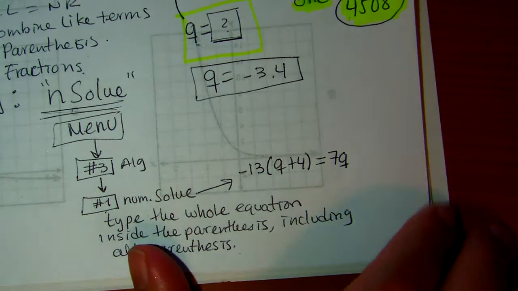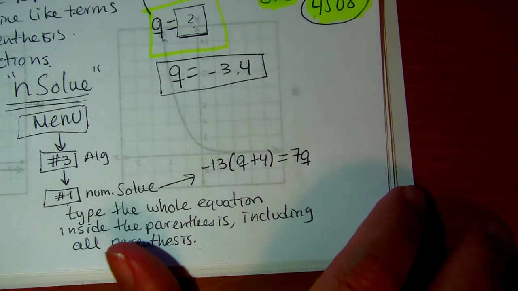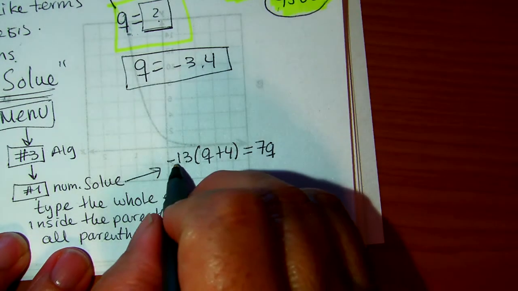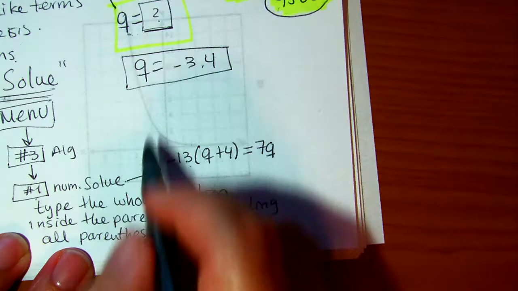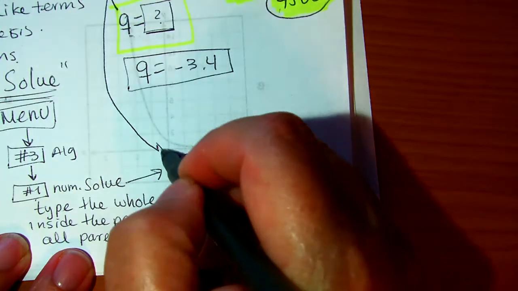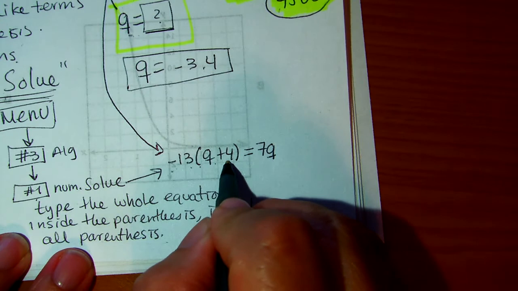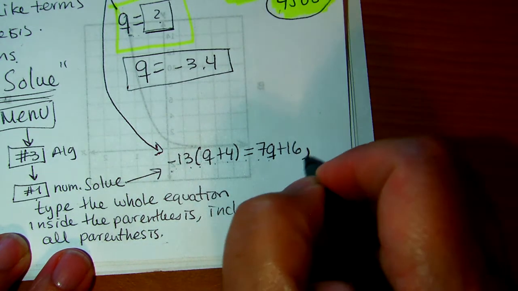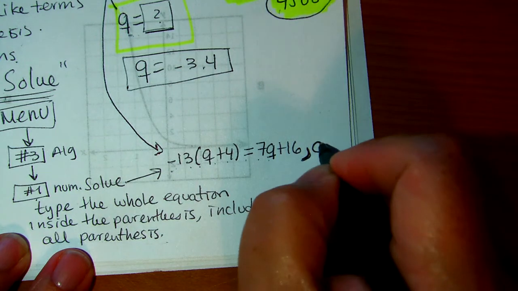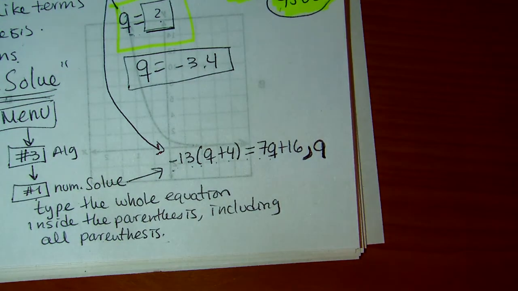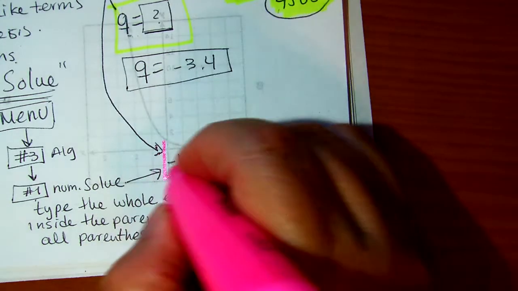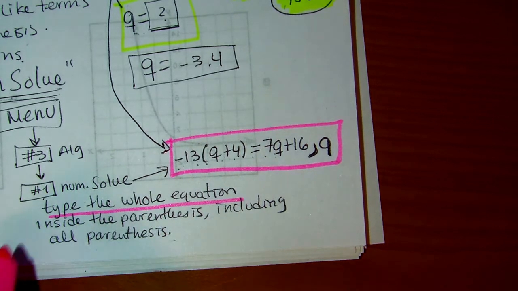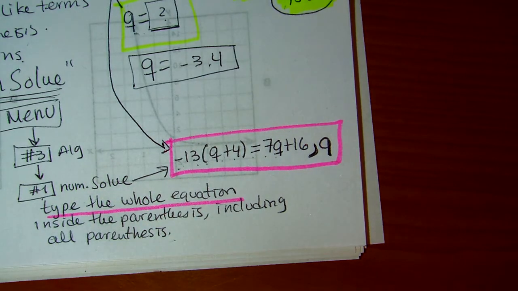I was telling you that you have to write the equation. I want you to write it, and that's what I want to see in your notes. I'm going to rewrite the equation right here: negative 13q plus 4 equals 7q plus 16, comma q. This is part of the strategy. You have to type the whole equation exactly the way it is, all right?